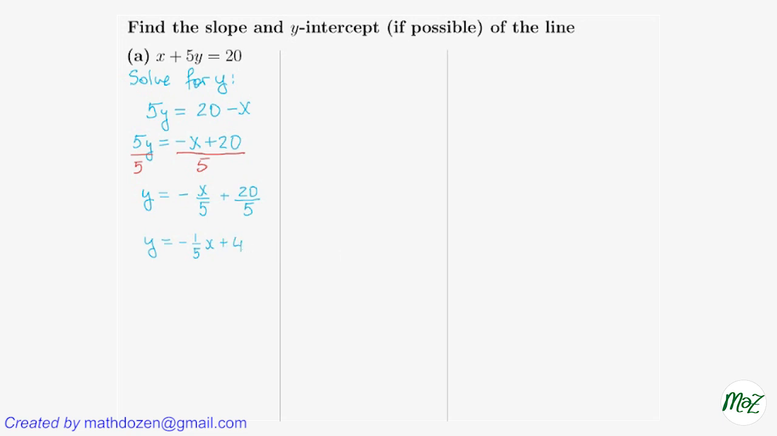This is exactly the slope-intercept form of an equation. So remember the slope-intercept equation, y equals mx plus b. m is the slope and b is the y-intercept. That means in our problem the slope of this line is negative 1/5, and the y-intercept of this line is positive 4.